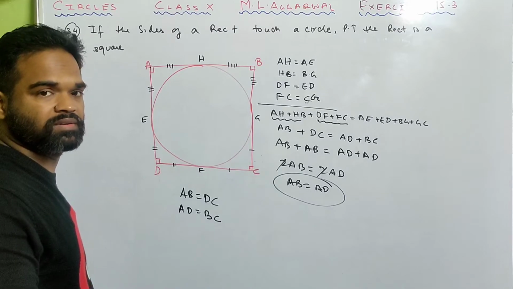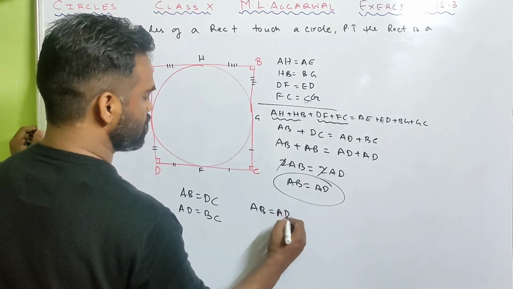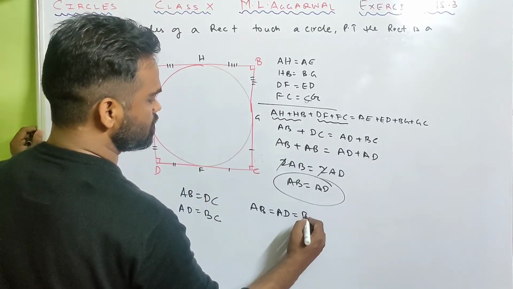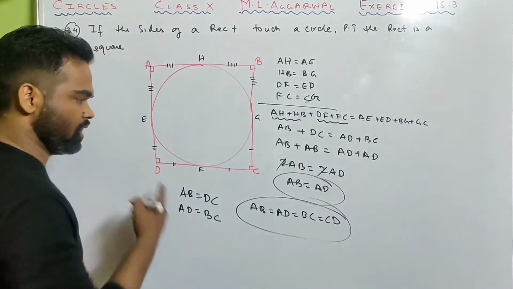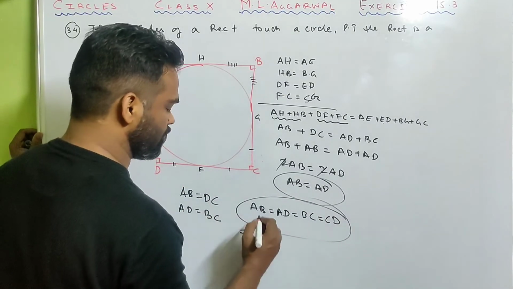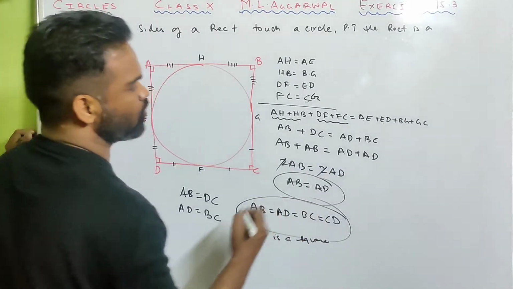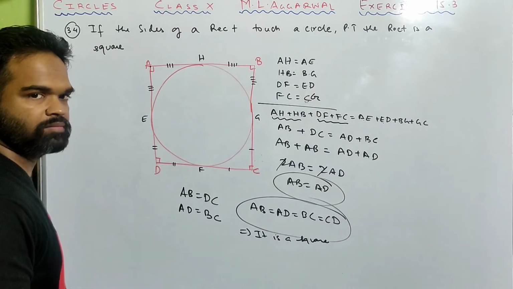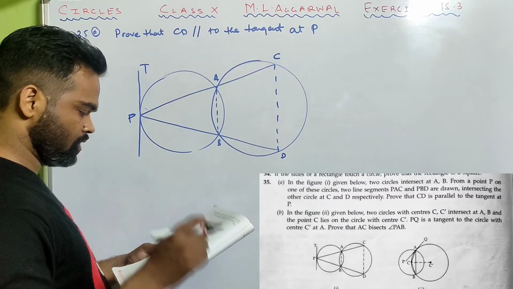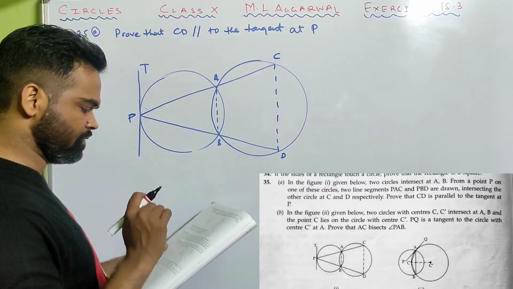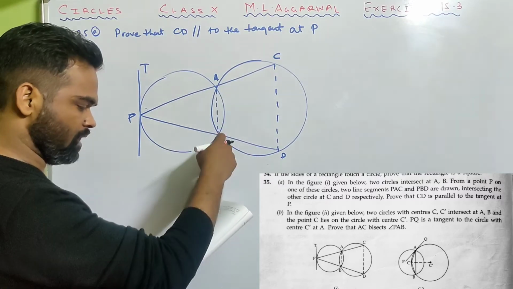We know that. So which means AB is equal to AD and AD is equal to BC and BC equals CD. Yes or no? All the sides are equal and all the angles are 90 degrees, which simply implies it is a square. The rectangle is a square. Done? Pretty easy. Chalo, we'll do the next one now. Now look at 35 part A. Very easy. In the figure given, two circles intersect at A and B.